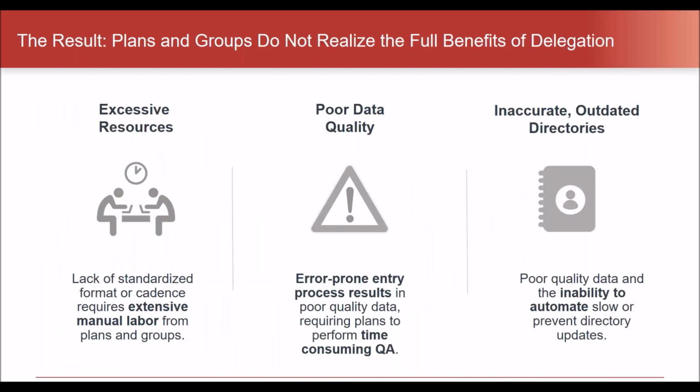What this has led to on both the plan and group side is excessive resources to handle the manual nature of the delegated data exchange process. Groups have large amounts of staff to manage the updates of the file, and plans have large amounts of staff to handle making those updates within their systems. This has also led to poor data quality, meaning the error-prone results on both the health plan and the group side. Oftentimes the directories themselves are outdated because either the group hasn't sent a roster in the last few months or that the plan has made some error as they updated their internal systems because the files are disparate and hard to make sense of.